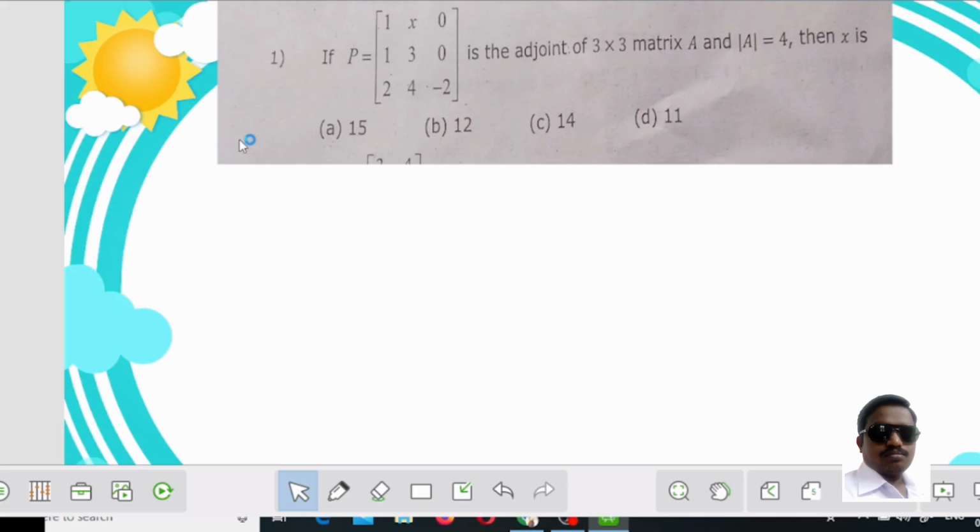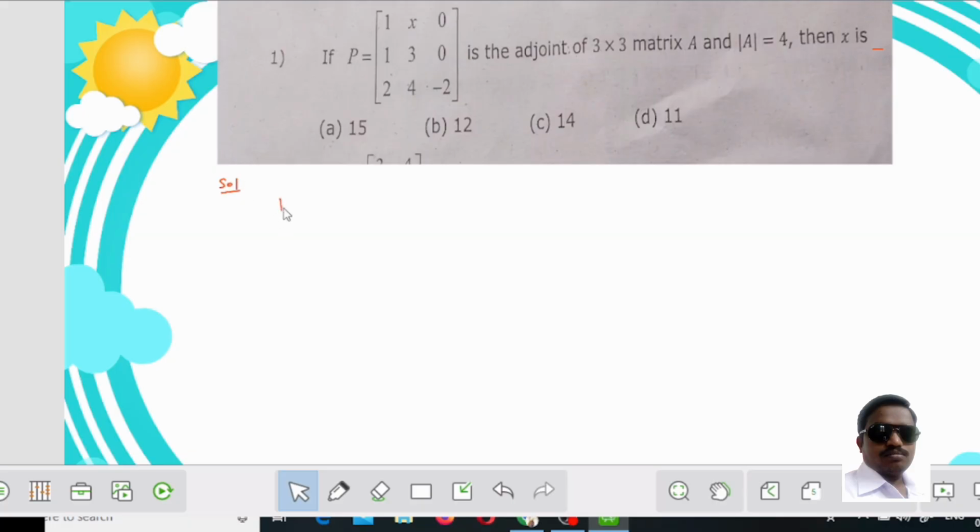The first question is, if P equal to the matrix 1 x 0, 1 3 0, 2 4 minus 2 is the adjoint of a 3 by 3 matrix A and determinant A equal to 4, then x is what? This is the question. To solve this, look at what they are giving. P is the adjoint of A. This is the statement they are giving. So now we are using that statement.